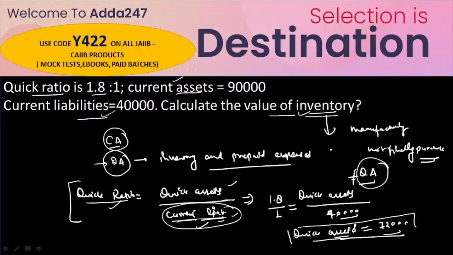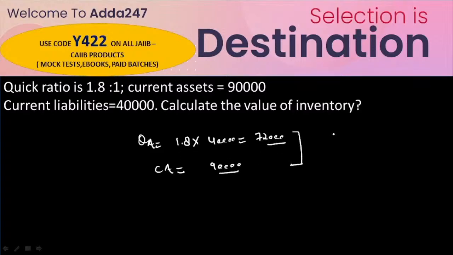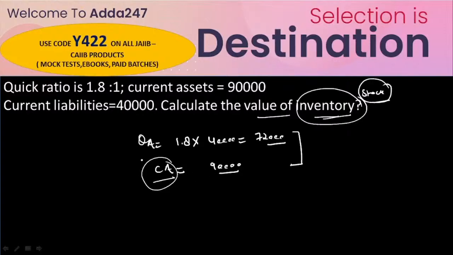So that means we have the value of the current assets, and we also have the value of the quick assets. The quick assets are 1.8 into 40,000, which equals 72,000. And we also know the value of the current assets, which is already given in the question, that is 90,000. If we have to find the value of the inventory, or stock, we know that inventory or stock is a part of the current assets but not the quick assets.